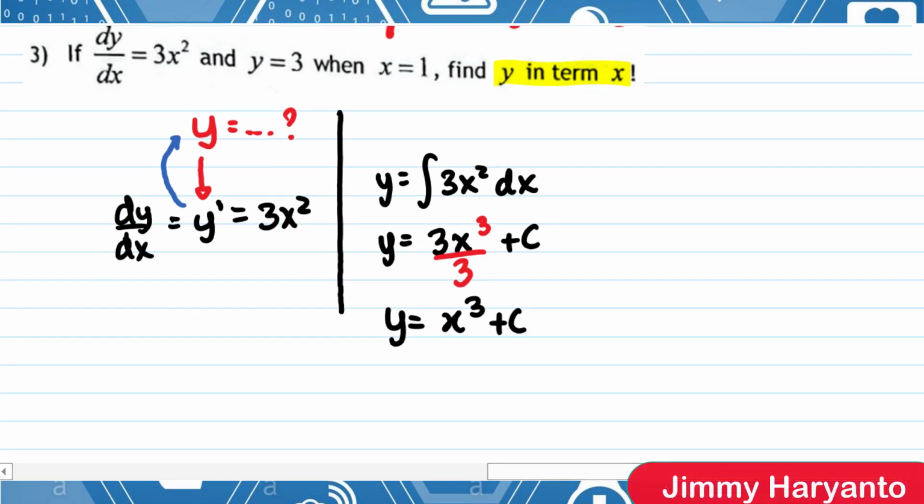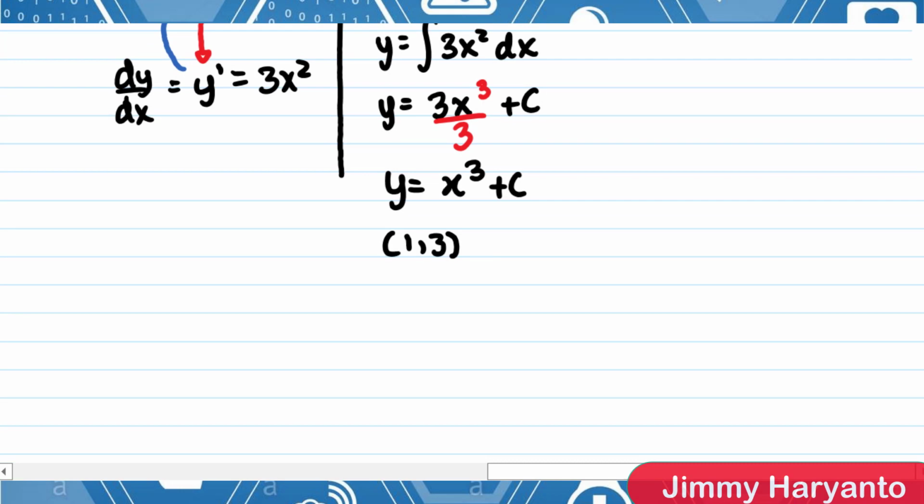Next is the point. The question gives you a point for a reason. Yeah, so the questions give you 1, 3. 1, 3 means you have to substitute the point to your curve, to your graph, to your function. So the y will be 3 and the x will be 1. You'll get the c. The c is 2.